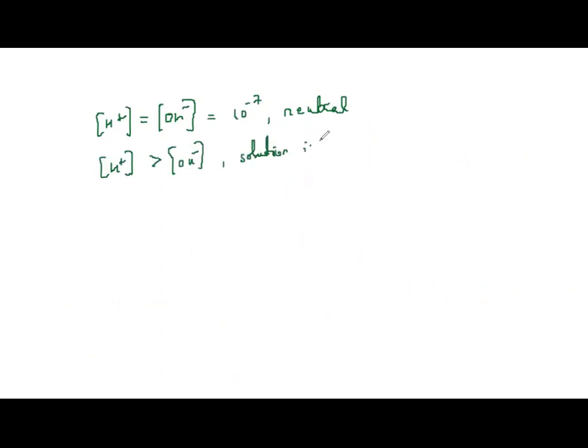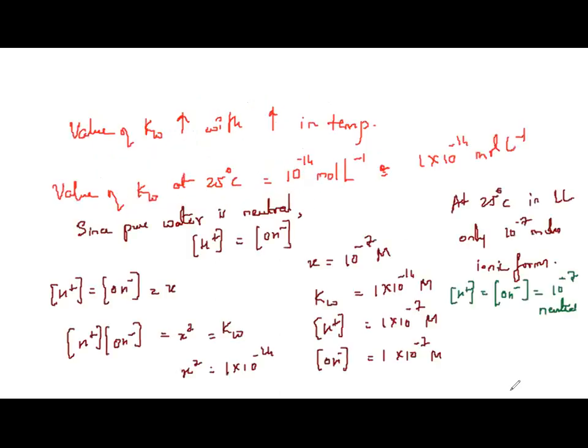Okay. If the H plus ion concentration is more than the OH minus ion concentration, then the solution is acidic. If the H plus ion concentration is less than the OH minus ion concentration, then the solution is basic. Clear with this? So this is about the ionic product of water.